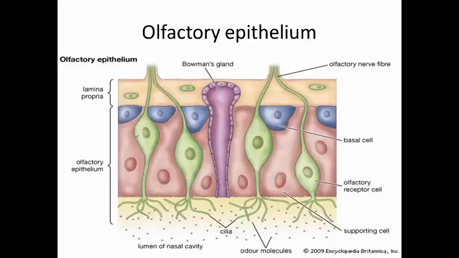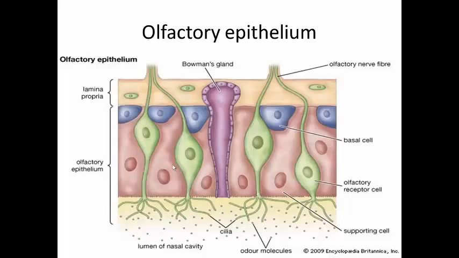In addition to the olfactory sensory neuron, we have another type of cell, what we call the basal cell. The basal cell has an important function in the renewal or replacement of dead or damaged olfactory sensory neurons. There are also supporting cells. These supporting cells have an important function in the secretion of mucus that covers the respiratory and nasal passages.